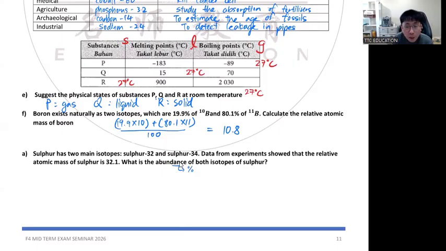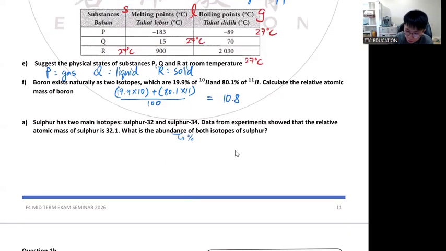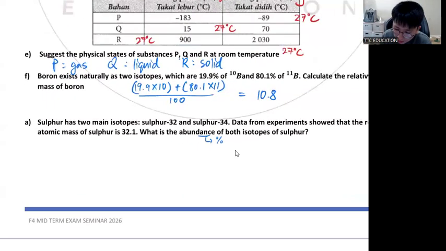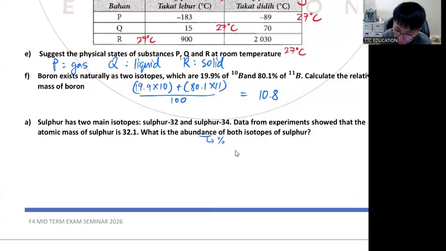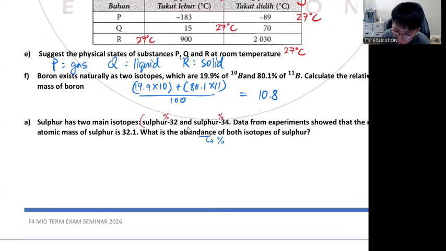So how do you go backwards, how do you calculate if they already give you the average? First thing first, you have to set certain unknowns. Let's say you need to look for the percentage of sulfur-32 and the percentage of sulfur-34. You have two different percentages. If I want to find the percentage of sulfur-32, I can set this as A. If I want to find the percentage of sulfur-34, I can set this as B. So I set A and B as unknowns.